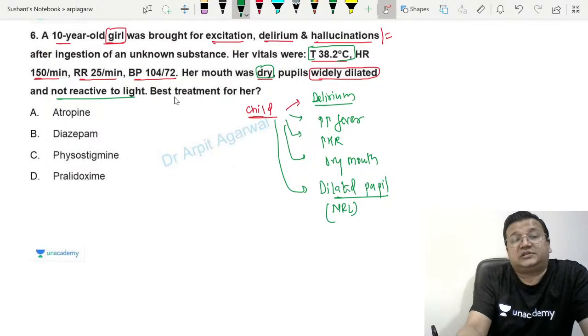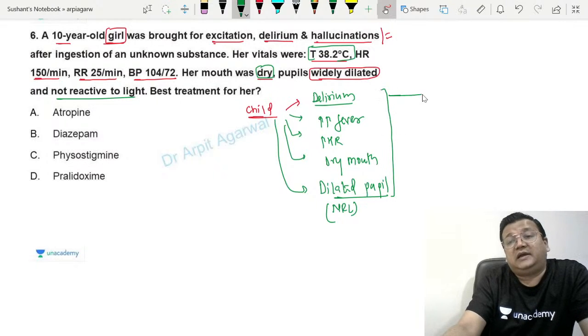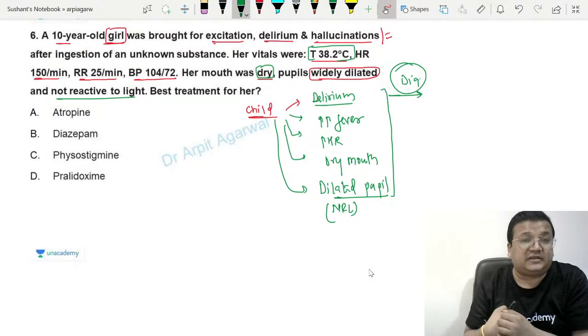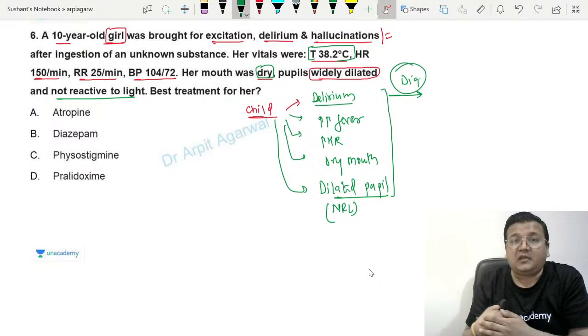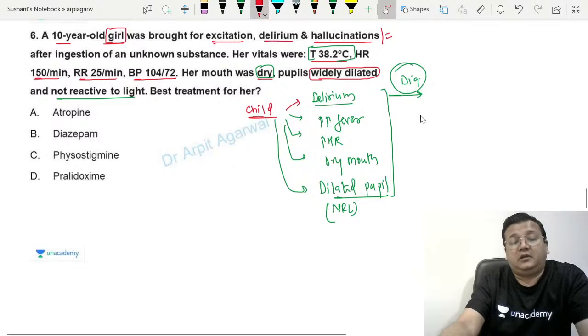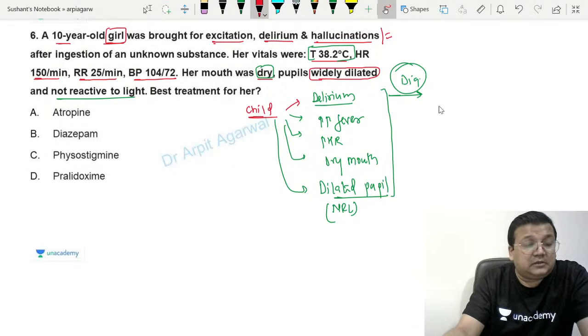Best treatment is asked, but first of all, tell me, what is your diagnosis? As a clinical physician, what is your diagnosis? Simran says atropine. Is that the diagnosis or the answer? I am asking, what has this child developed? First of all, give me the diagnosis.